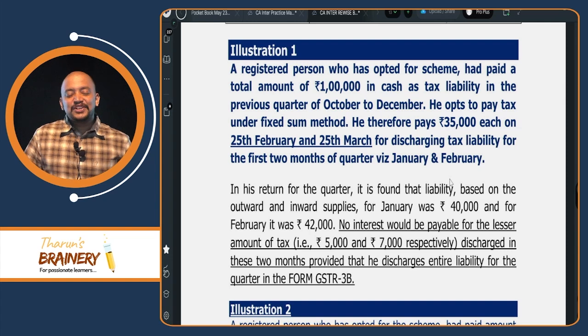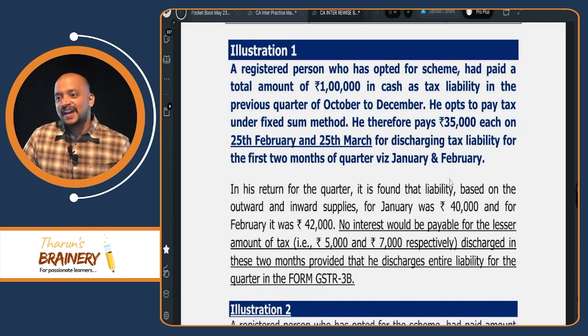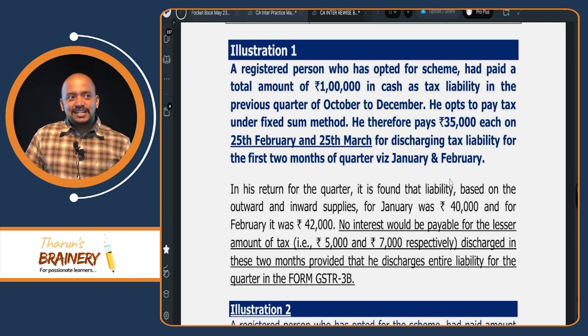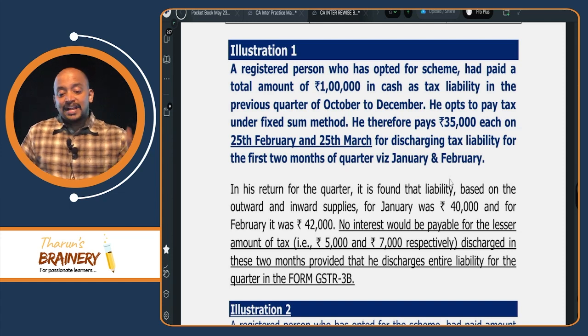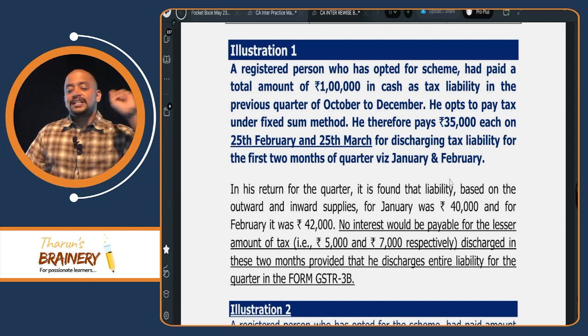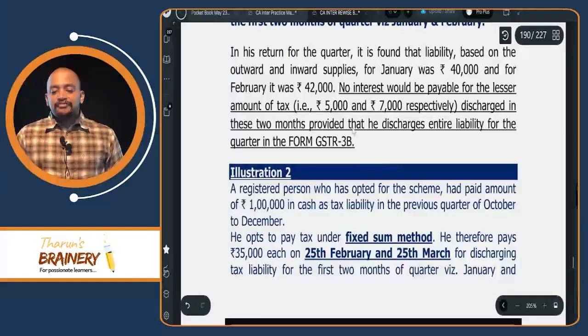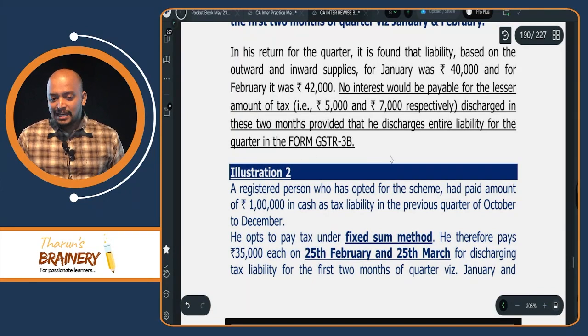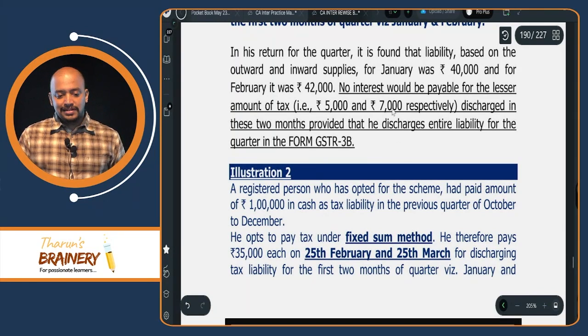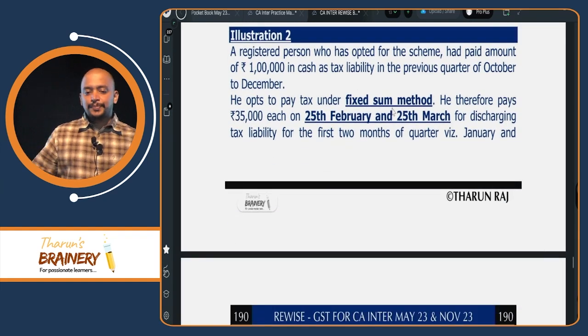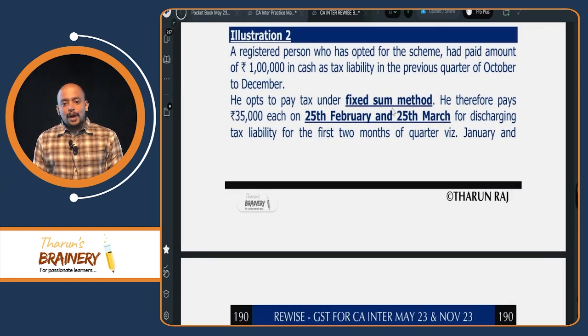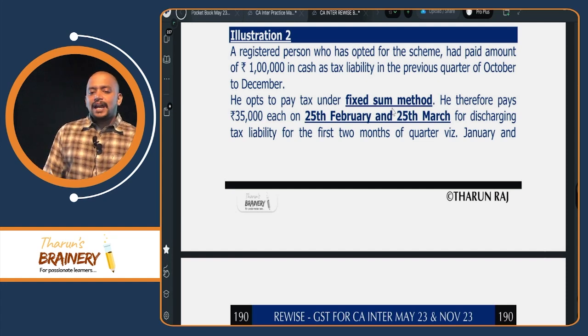So, for February, actual was 42 and he paid 35. 42 minus 35, 7,000. Whether any interest is payable on 7,000? No. But that 5,000 and 7,000 should be paid by the due date of 3B. So if 5,000 and 7,000 is discharged in these 2 months by 3B date, then we don't have to pay interest.